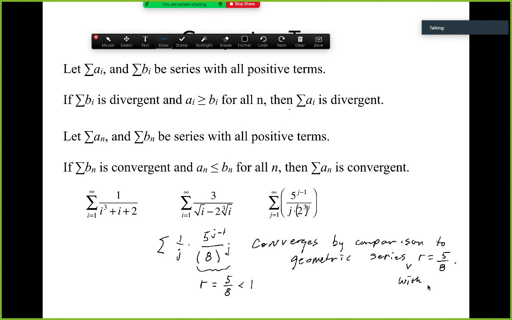I have a question. Yeah, sure. Does the harmonic part have any rules at all? Yeah, it makes the terms smaller. That's what we said. We're comparing it to. It just makes it, yeah, that's what's making all the terms smaller than our geometric series with r equals 5/8, by multiplying by 1 over j.